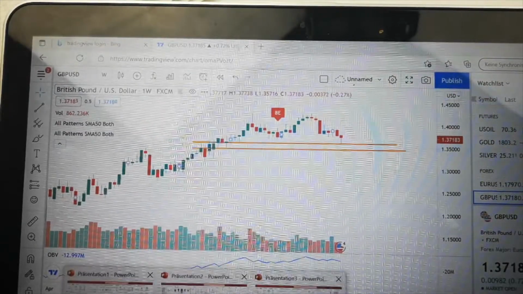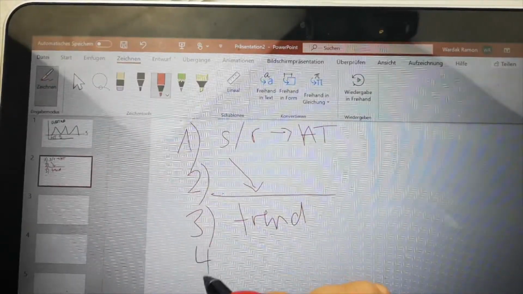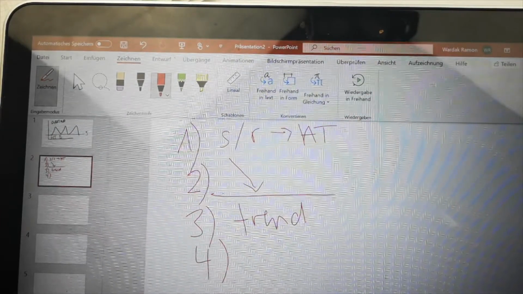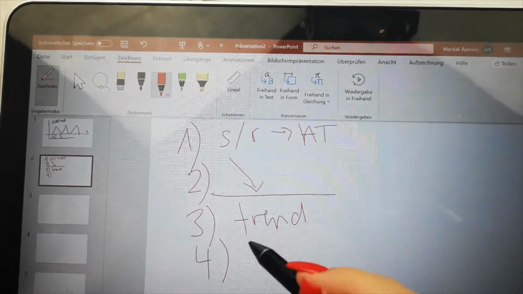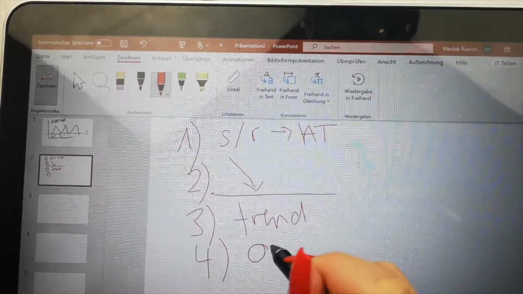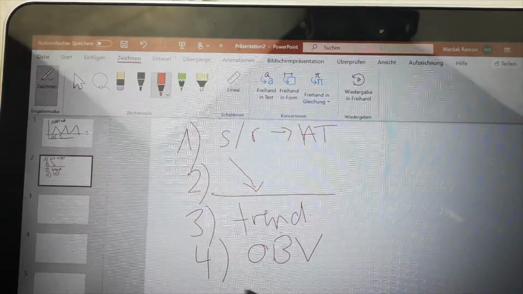After you have done that, you move on to step number 4. And this is now an indicator I use, and most professional traders use this indicator as well. It's called OBV.